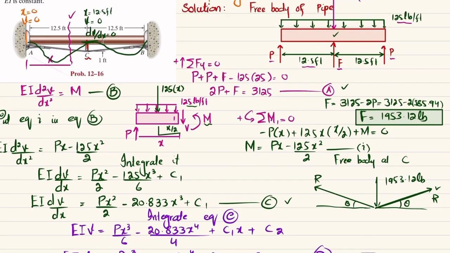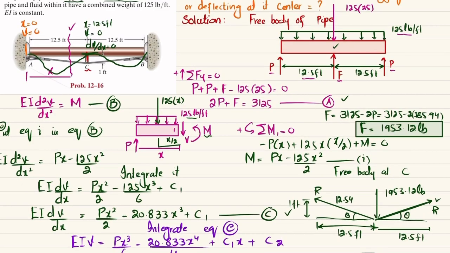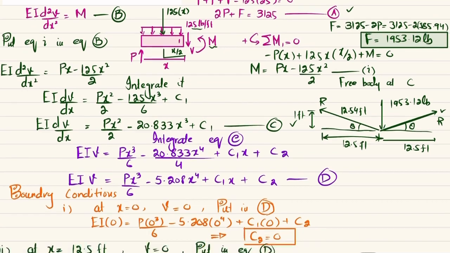You can see this distance is given as 12.5 feet each. Similarly, this distance is also 12.5 feet. And this vertical distance is 1 feet. Let me show you over here. You can see this vertical distance is 1 feet and this horizontal distance is 12.5 feet. So by using the Pythagoras theorem, this length AC will be equal to 12.54 feet.